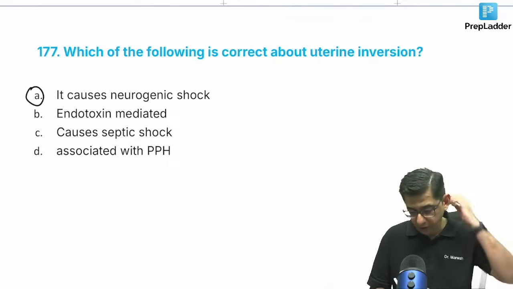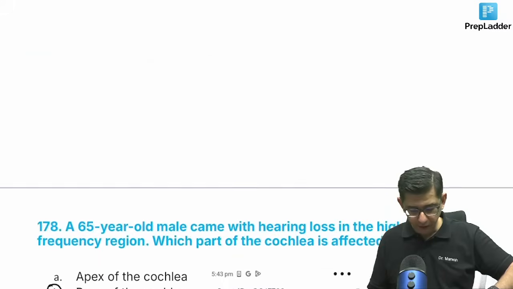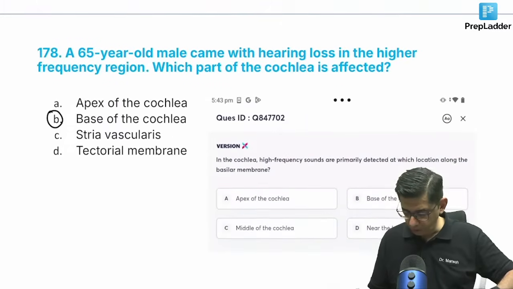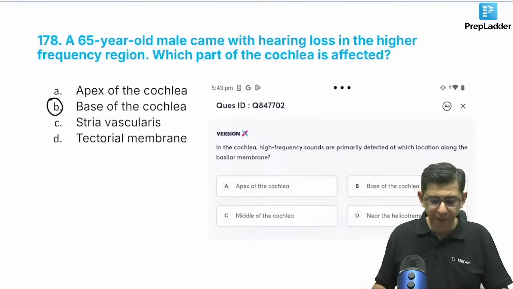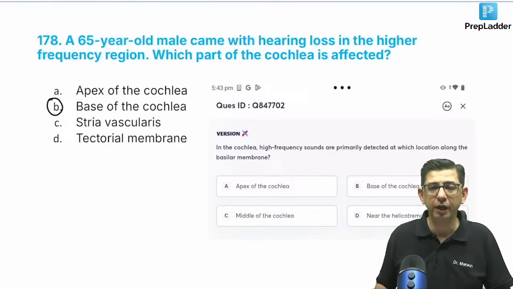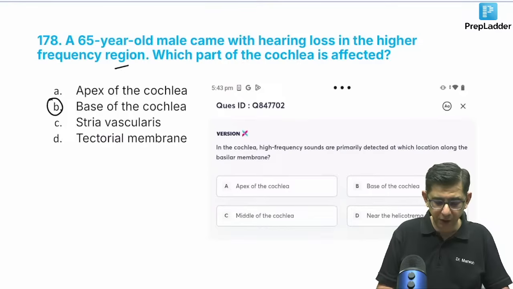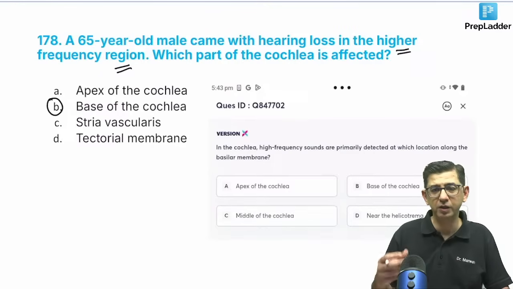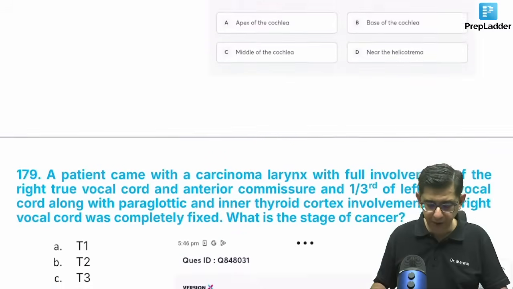Okay, guys, so we are hitting that window of talking about the ENT part. I think some part of my slides is missing, but anyway. Apex of the cochlea is for low frequency and the base of the cochlea is for the higher frequency. Whichever hack you want to use to remember it, base is big. So the bigger frequency would be option number B.